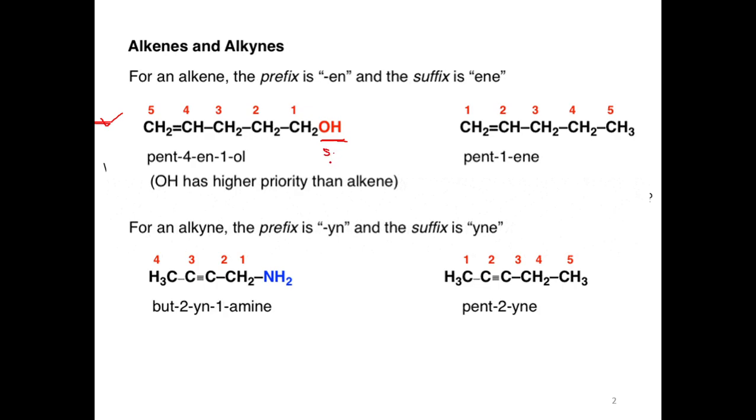I am writing S for suffix here. And now we have to find out the parent chain, and parent chain is nothing but the longest linear carbon chain. So here this is the longest linear carbon chain, and this is the parent chain present in this organic compound. Now, the third thing, we have to find out the substituent present on the parent chain. As you can see here, there is no substituent present on this carbon parent chain.